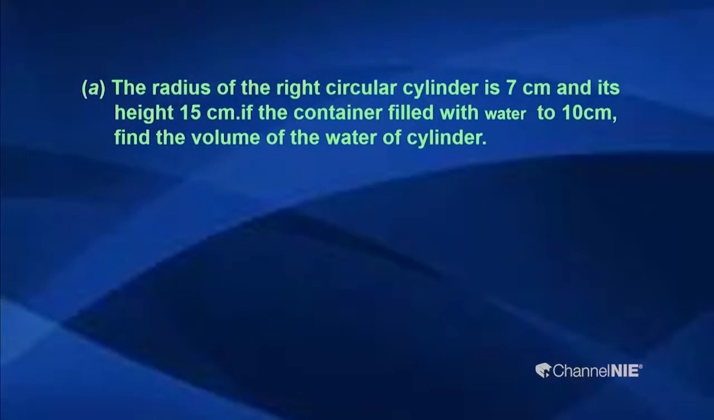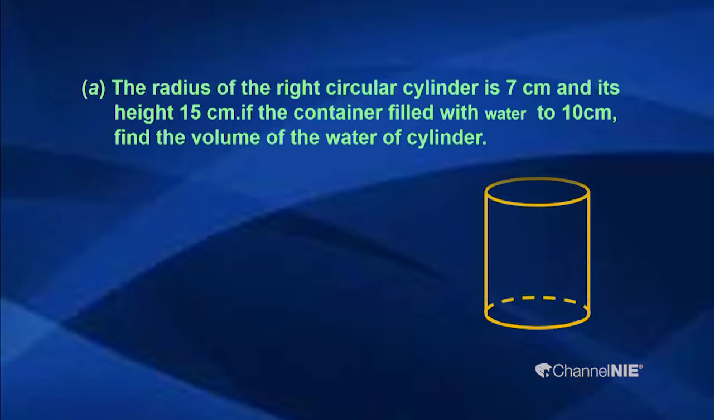Now look at part A of this question. The radius of the right circular cylinder is 7 centimeters and its height is 15 centimeters. If the container is filled with water to 10 centimeters, find the volume of the water in the cylinder. That is what they asked, right. Now you can see that is the cylindrical part. The radius is 7 centimeters and the height is 15 centimeters. These are all the values they gave us in the question, right.